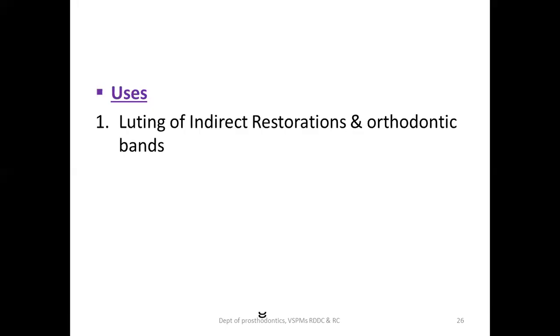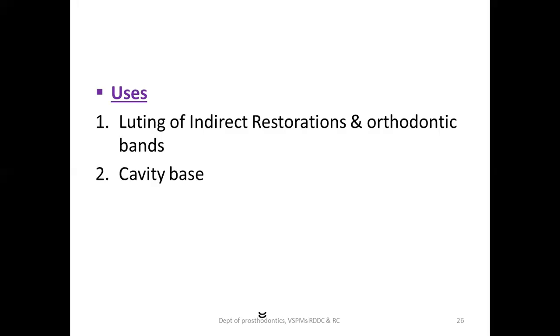So everything is made in the laboratory, and what you receive, either a full crown, partial crown, or inlays, onlays, is made outside of the oral cavity. Now you just have to cement it with the luting cement onto the prepared cavity or prepared tooth. So those are the indirect restorations. So this is a very good material to lute indirect restorations or orthodontic bands.